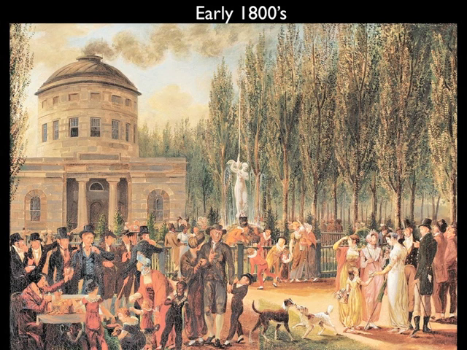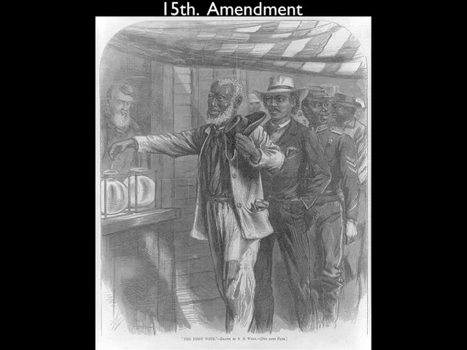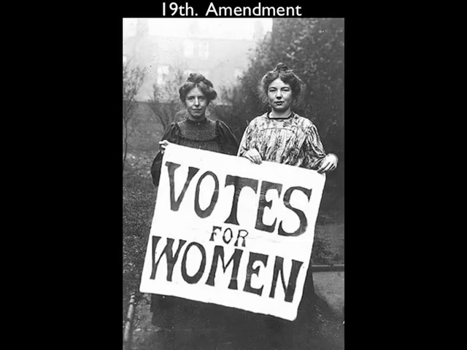During the early 1800s, religious, property, and tax payment qualifications were gradually eliminated. In 1870, the 15th Amendment was intended to end race-based voting requirements. In 1920, the 19th Amendment prohibited the denial of the right to vote because of sex.